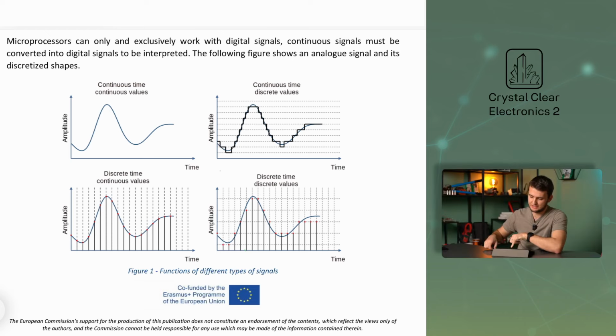Microprocessors can only and exclusively process digital signals. Continuous signals must be converted into digital signals to be interpreted. Perhaps the following four figures will help you better understand. The top left figure shows an example of the analog signal. After the so-called quantization of the signal, we have the result of the black line in the upper right figure.